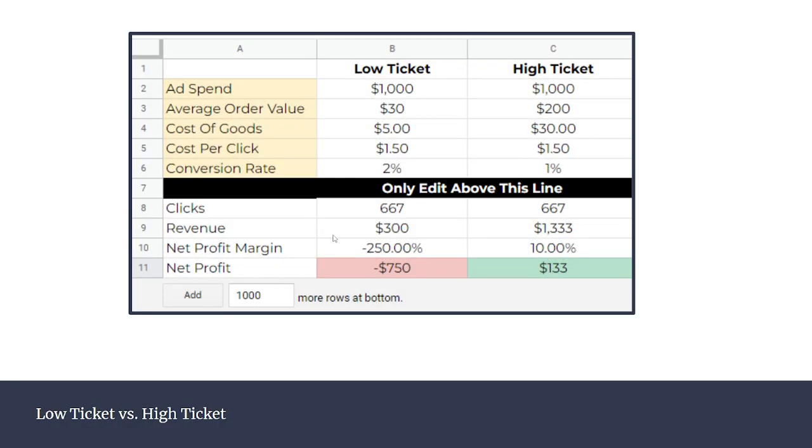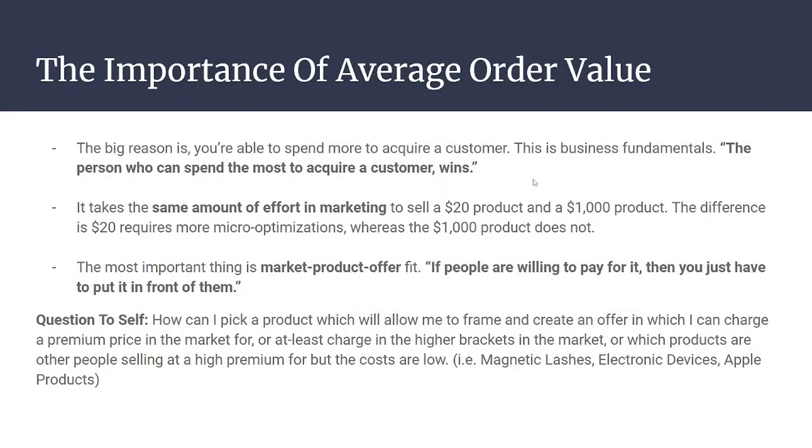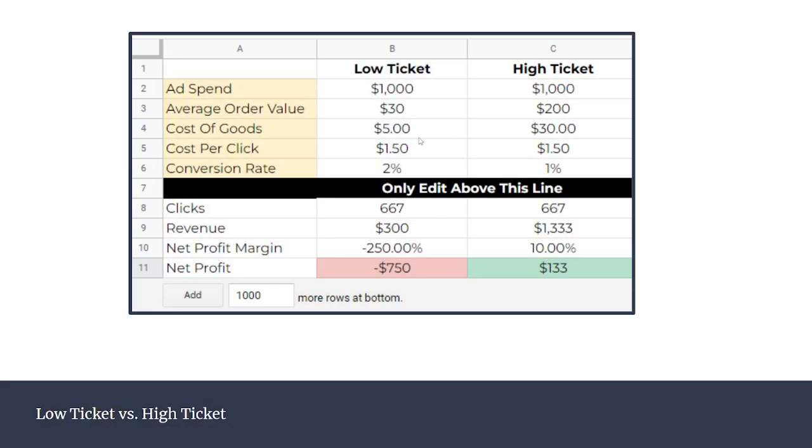Right? So, just to give you an example of why it's really hard to sell a $20 product versus $1,000 products, at least the numbers behind it. Let's say we spend $1,000 on ads. Let's say we're selling a $30 product and it costs $5 to ship and make, and our ad cost is $1.50 per click, and our conversion rate is 2%, which is fair, right? The economics of this, we would still be extremely unprofitable.